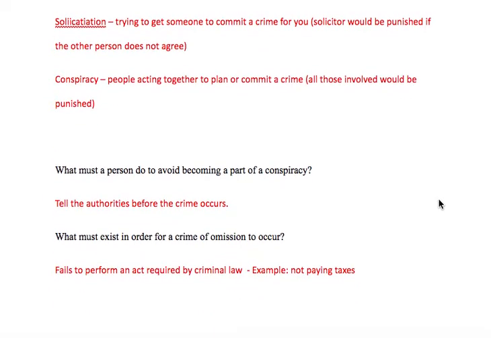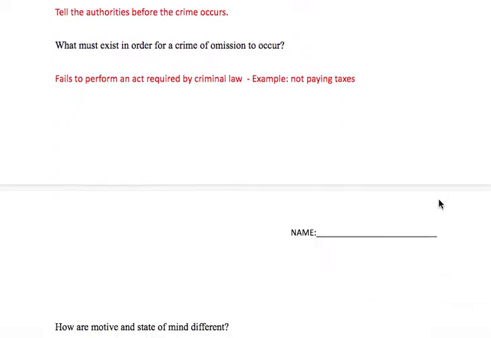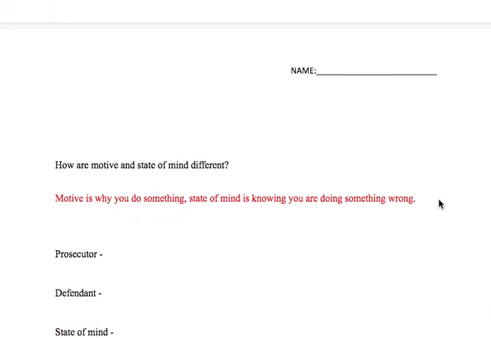What must exist in order for a crime of omission to occur? So, this is when you fail to do something. And your big example is if you don't pay your taxes, you're going to get in trouble. How are motive and state of mind different? Motive is why you do something. So I stole a Snicker bar because I was hungry and I didn't have money. Your state of mind is knowing you're doing something wrong. I know it is wrong to go into that store to steal that Snicker bar.